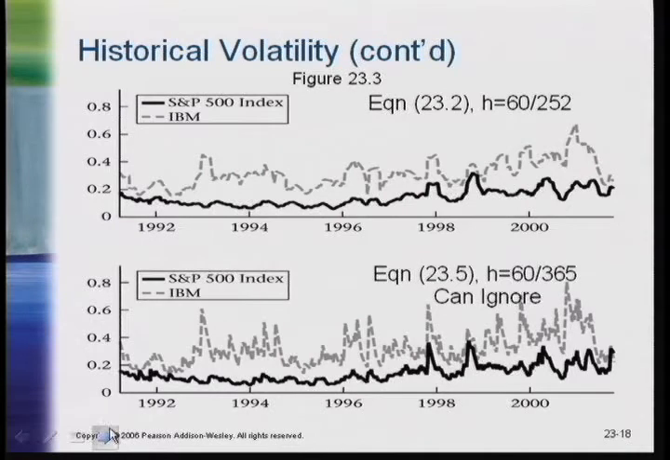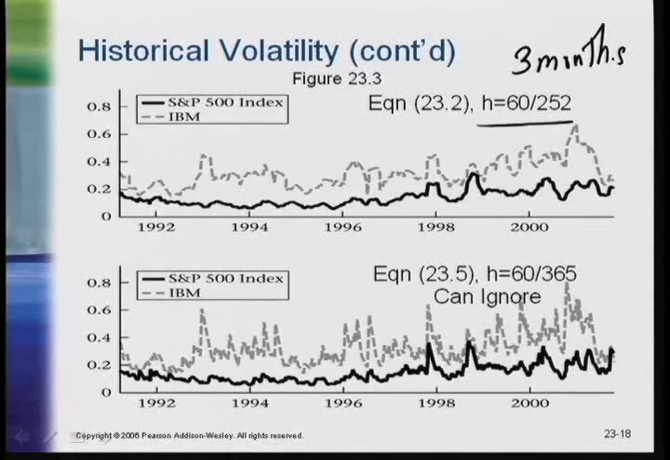Finally, here are a couple of graphs of historical volatility. And here the period H is 60 of 252. So it's roughly 3 months. This is roughly 3 months.